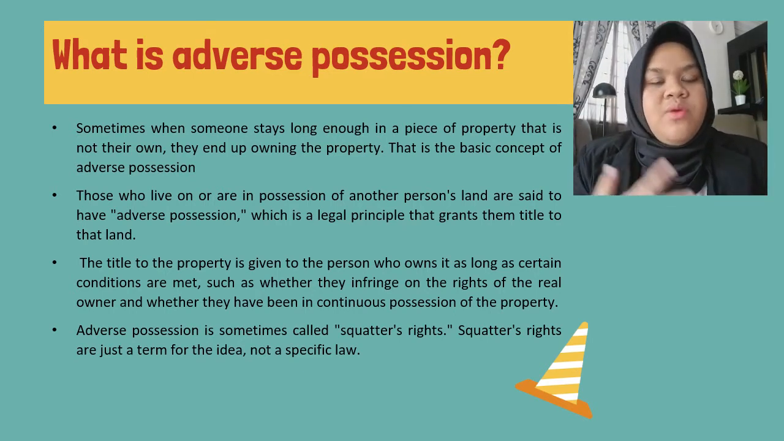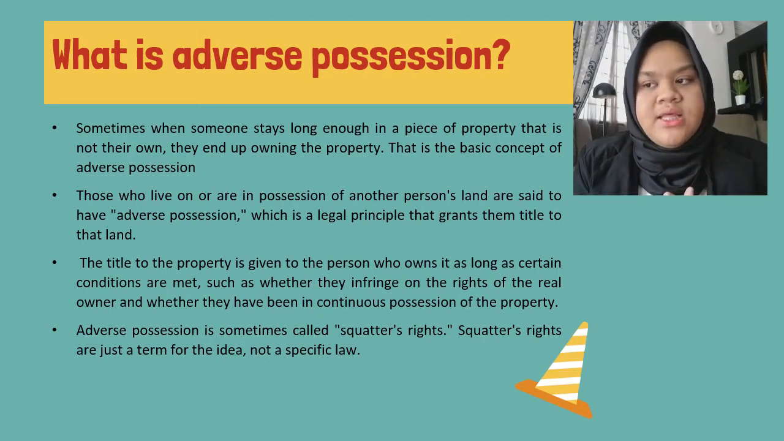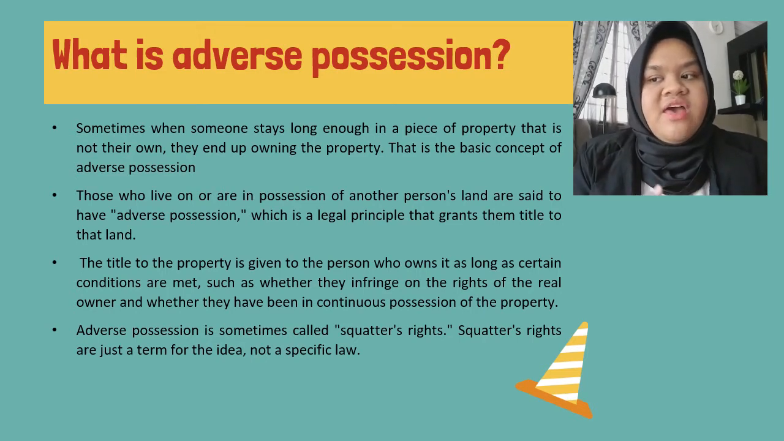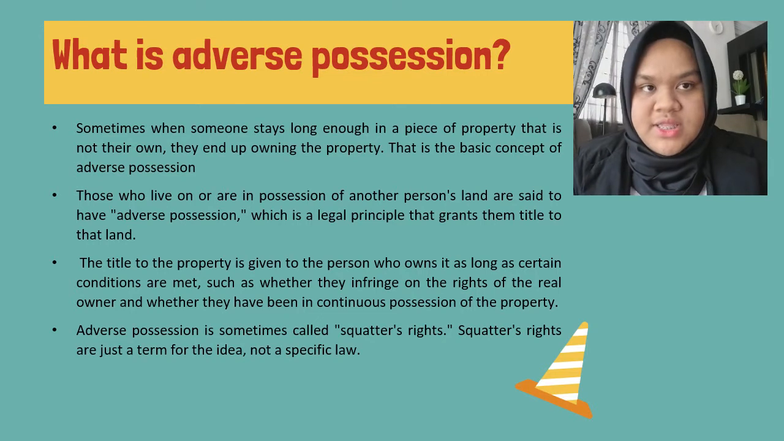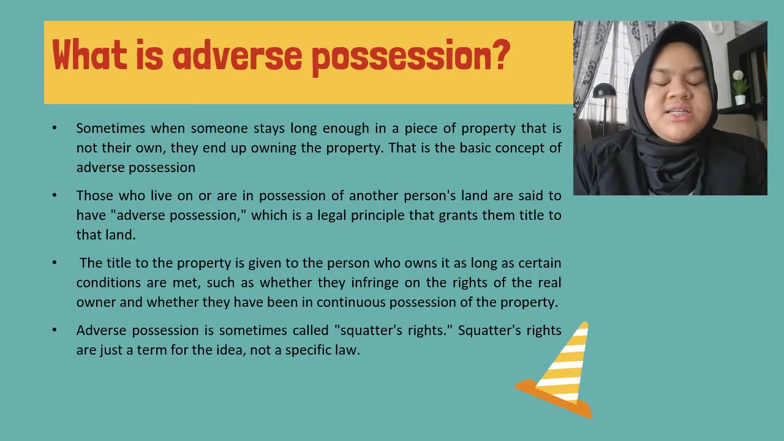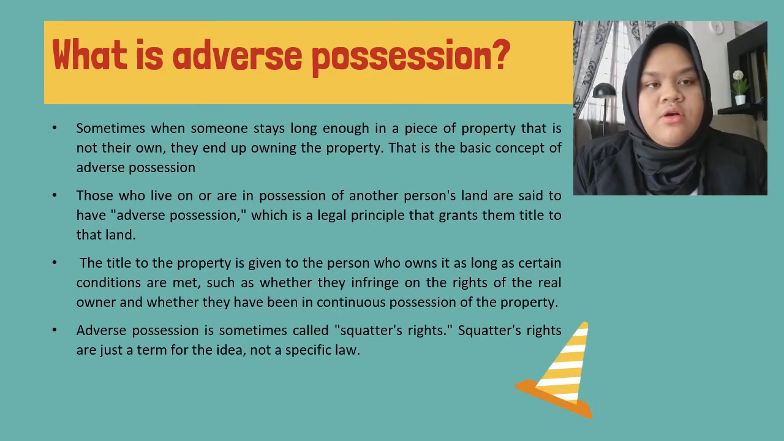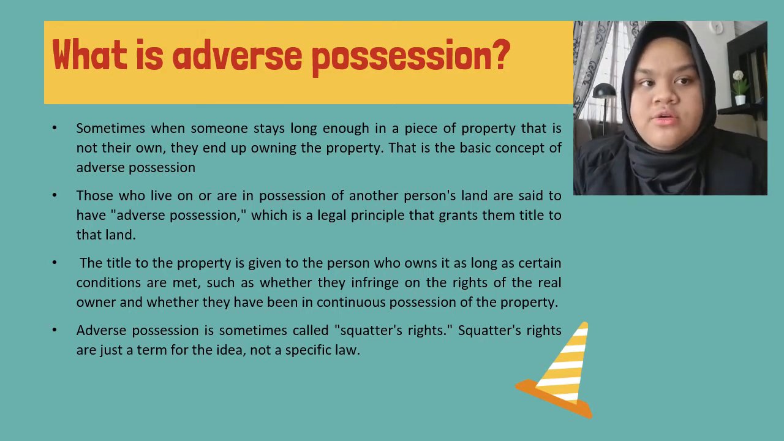The title to the property is given to the person who possesses it as long as certain conditions are met, such as whether they infringe on the rights of the real owner and whether they have been in continuous possession of the property. Adverse possession is sometimes called squatter's rights. Squatter's rights are just a term for the idea, but not a specific law.